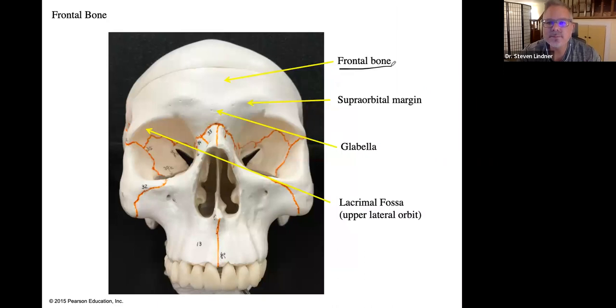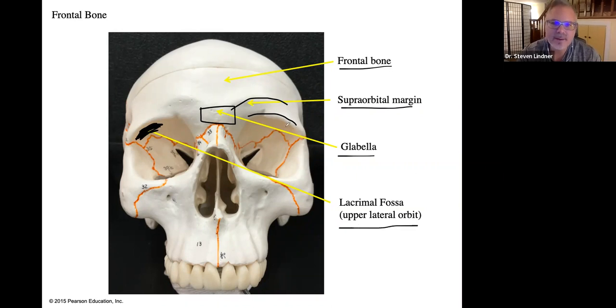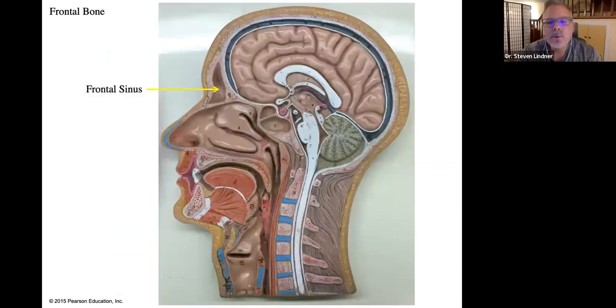So again, here's your frontal bone. Here's the supraorbital margin. It could be this, or it could be this, right? Supraorbital margin. Between the eyes, the section of the frontal bone is the glabella. And then here's the lacrimal fossa on the lateral part of the eye orbit, but on the underneath, that smooth surface depression right in there. Lacrimal fossa. The upper lateral orbit would be there, and it would be here as well. When we look at this sagittal section right here, here's the frontal bone, and right here is the frontal sinus.